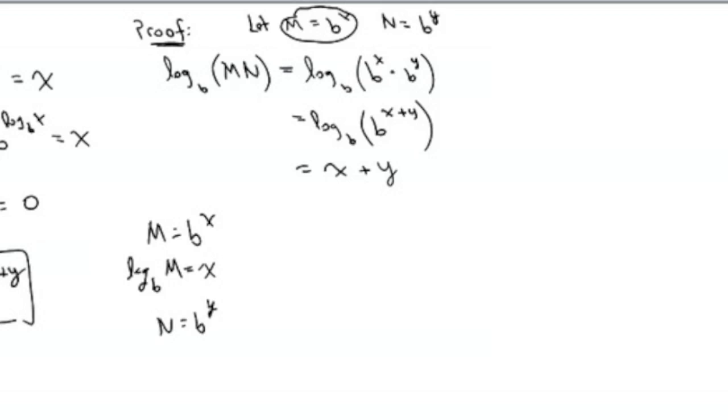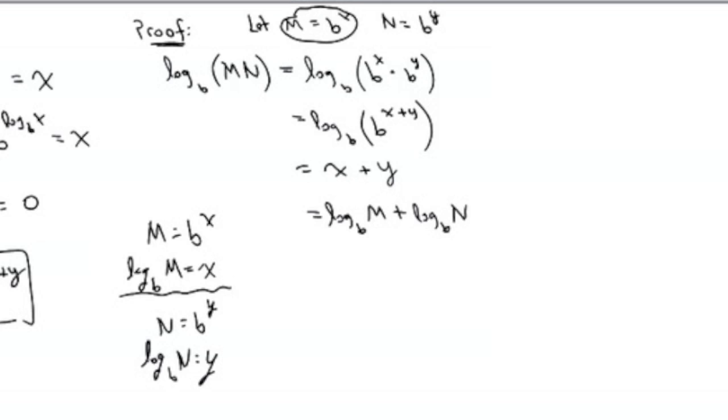Yeah, he's old. So the other one is n equals b to the y. So how do I change it into a log? Well, that'd be log base b of n is equal to y. So I can replace x and y with log base b of m plus log base b of n.